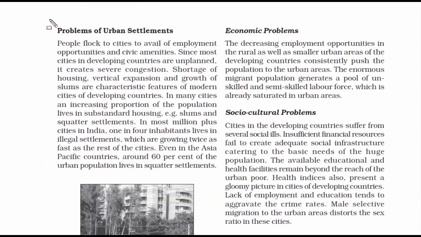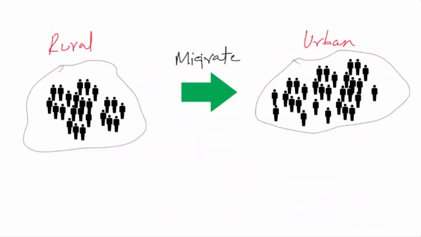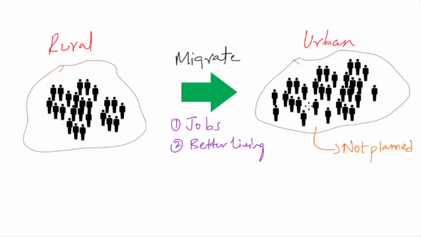Now we go to the last topic of this chapter, problems of urban settlements. So here we are going to read about the urban areas, the problem they face. People move from rural to urban areas in search of employment and better living. Because of this, the rural population is slowly migrating to urban areas, and most of the cities in developing countries are not planned, so that creates congestion.